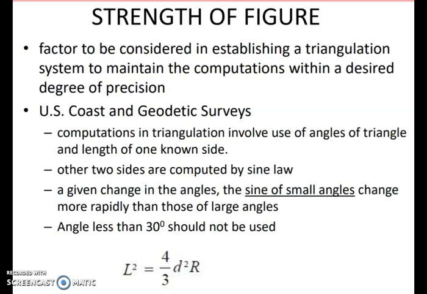Computation of triangulation involves use of the angles of the triangle and the length of any one side of the triangle. Then what do you do with the other two sides? When you know two angles and one side, you calculate the other two sides and the other angles by sine law. Sine law and cosine law are very important in surveying, especially because most of the time we are carrying out triangulation.